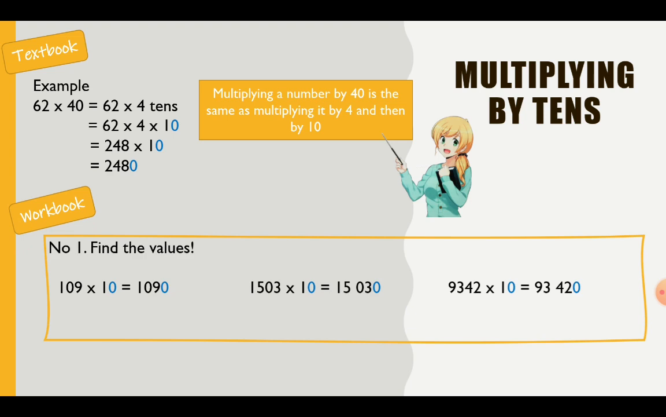Now, open your workbook. Number 1. Find the values. 109 times 10. So put 1 0 in the back of the number. So the answer is 1090. 1503 times 10. Put 1 0 in the back of the number. So the answer is 15,030. 9,342 times 10. Add 1 0 in the back of the number. So the answer is 93,420.